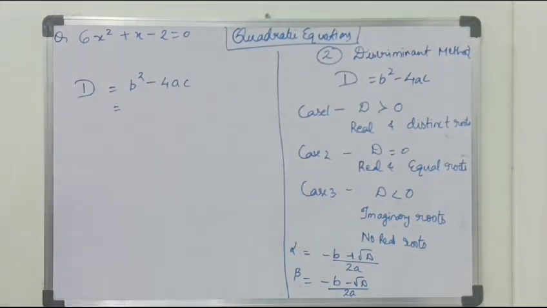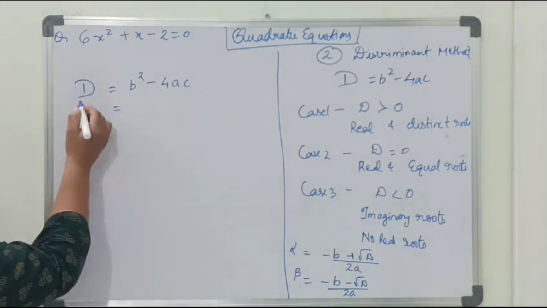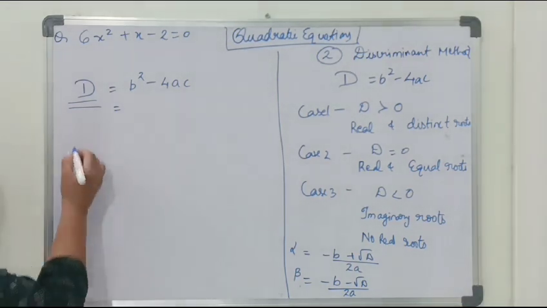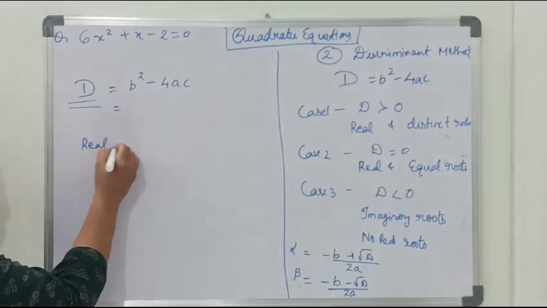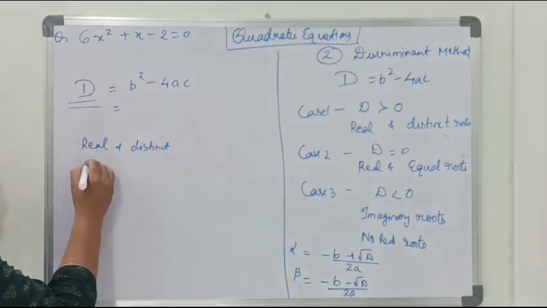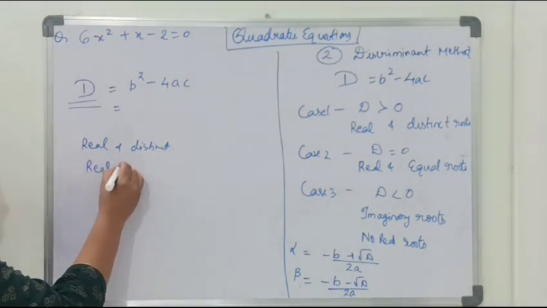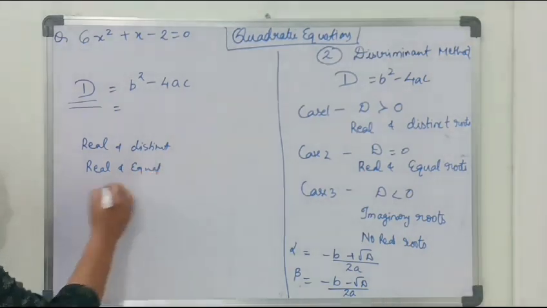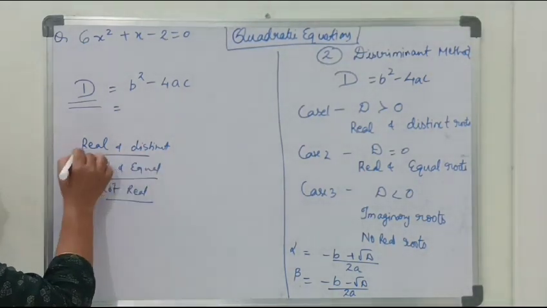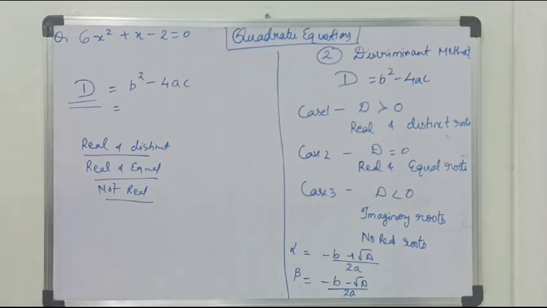And there is one more important thing that we need to know in the discriminant method: by finding the value of d, we can tell the nature of roots, whether they are real and distinct, whether they are real and equal, or whether they are not real. So what is real? We already know, but I am telling you once again.